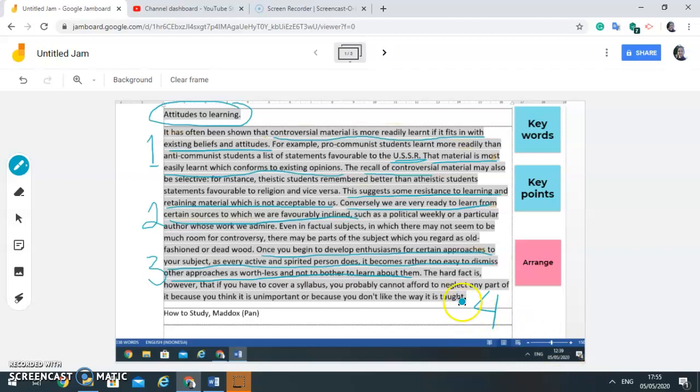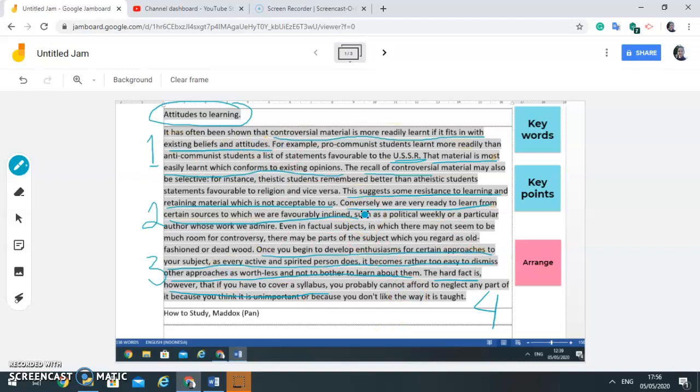The last point is this one. However, if you need to cover a syllabus, it is impossible for you to neglect one among the others. So it happens in our education system because in a syllabus you need to cover math, English, religion, history, and so on and so forth. So it is difficult for you to neglect one another. So you need to embrace all, learn all, whether you like it or not.